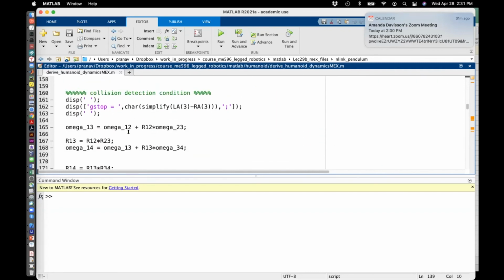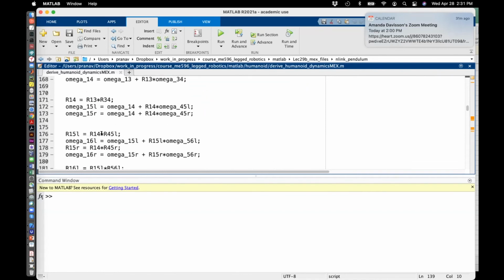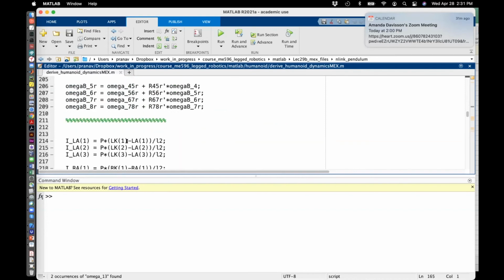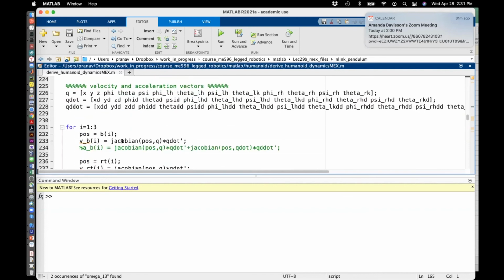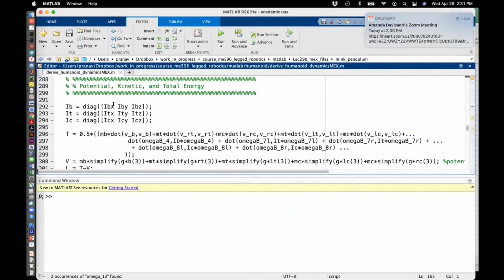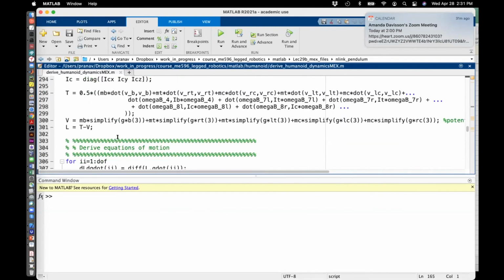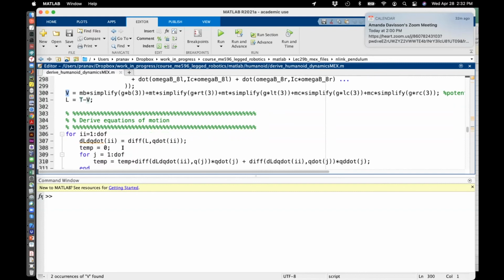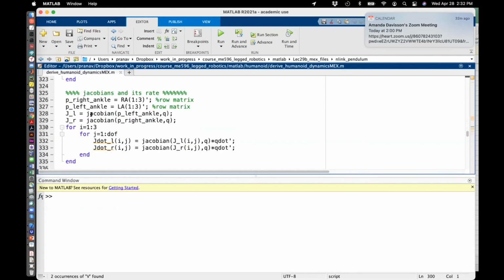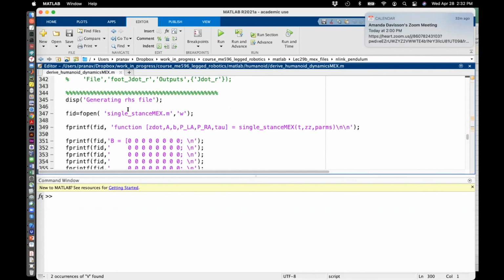Then I find the velocities. So before that, I find the rotation matrices to get the angular speed in body frame, the omegas, and then the velocity by taking the Jacobian. Then I find the total energy, which is the kinetic energy, which consists of linear and angular energy. And then I have the potential energy, L equals T minus V, derive the equations, get the A matrix, written as the M matrix, that's written as A underscore SS, B underscore SS for the right-hand side. Then I get the Jacobian dot. And then this is where I actually generate the equations.